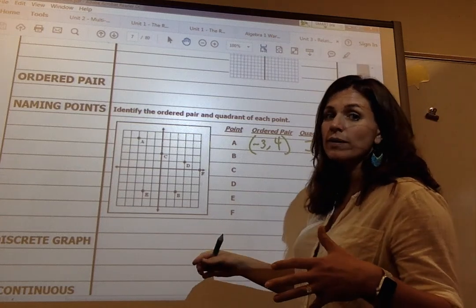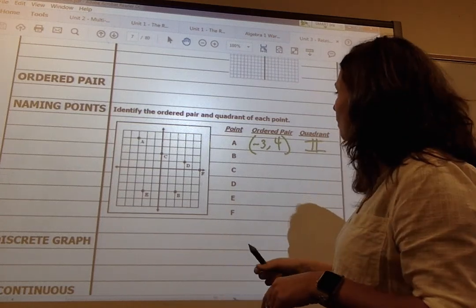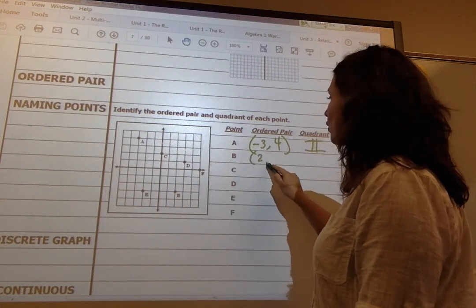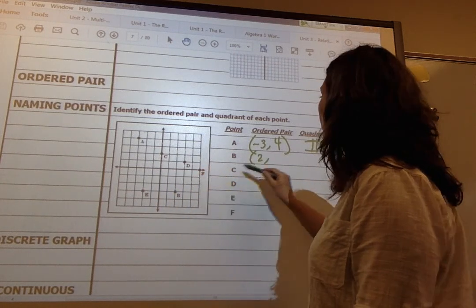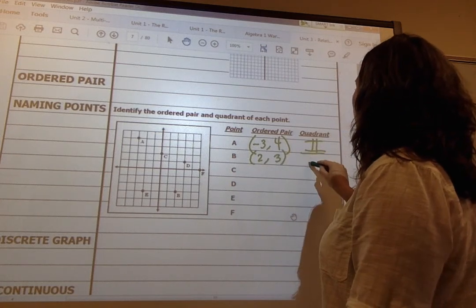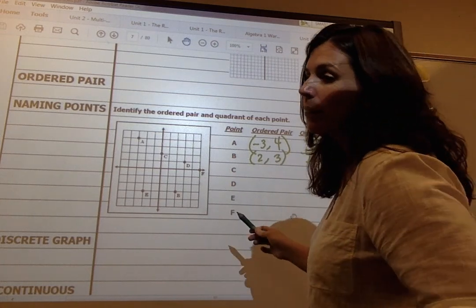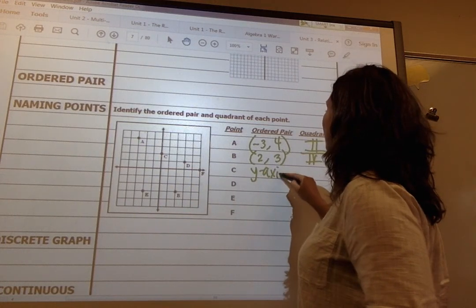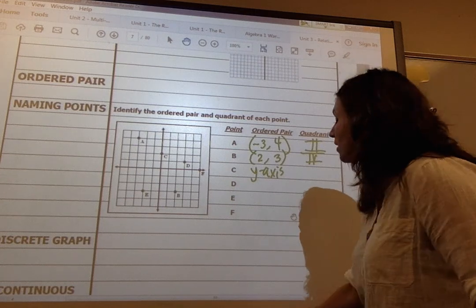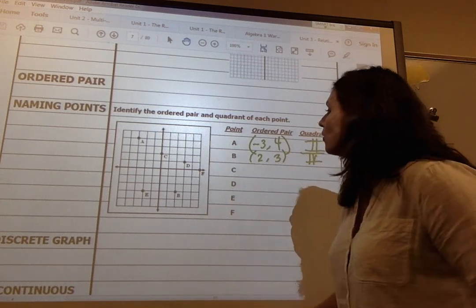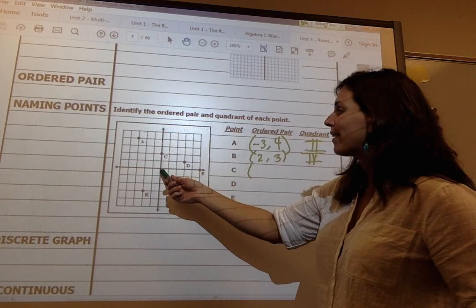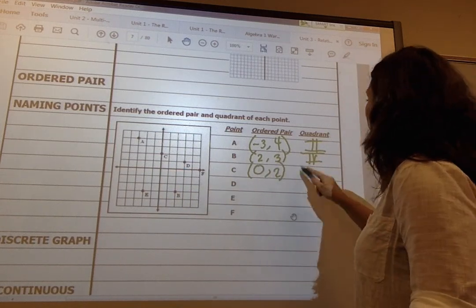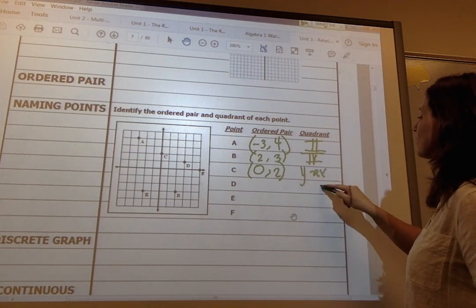And quadrants are always with Roman numerals, so make sure you remember that. So B, it's going to be 1, 2 in the positive direction, and then I'm going to go down 1, 2, 3, and that's located in the 4th quadrant. C is located on the y-axis, so I'm going to label that as an ordered pair. Where does it go for x? Nowhere. So it stays here at 0. And then it's going to go up 2, and my quadrant is going to be the y-axis.